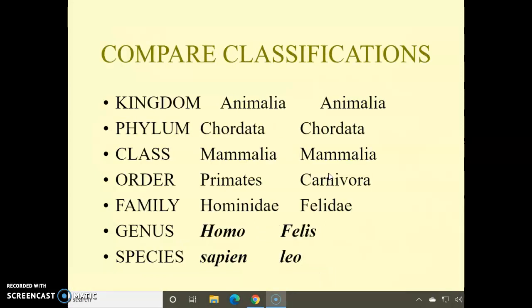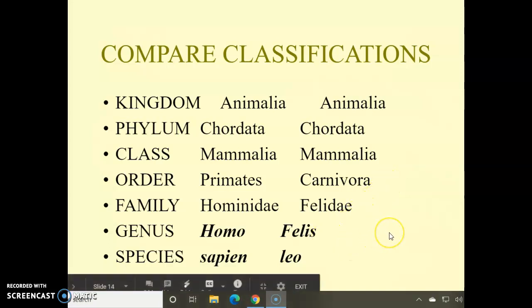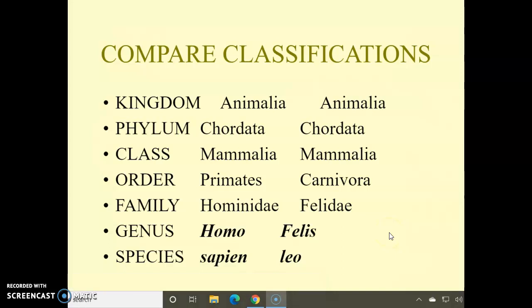Now to the right, we're going to have two columns you're going to write in. The first one is the classification of the human. Animalia, Chordata, Mammalia, Primates, Hominidae, Homo sapien. The second one is the classification of the lion. Animalia, Chordata, Mammalia, Carnivora, Felidae, Felis, and Leo. And notice that genus and species, how they're written. The others aren't written that way, but notice how the genus and species are written. So I want you to write those two columns down.